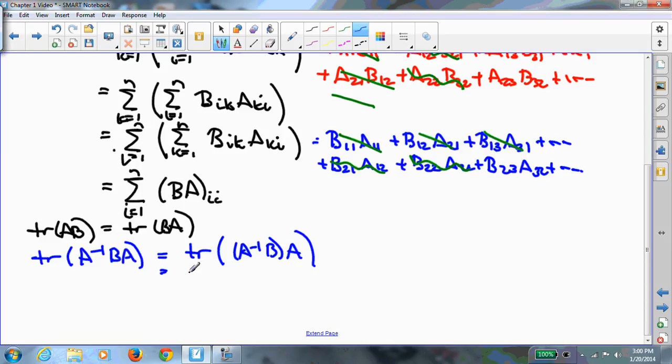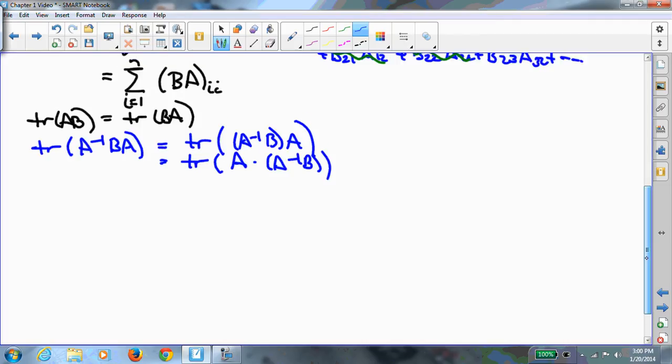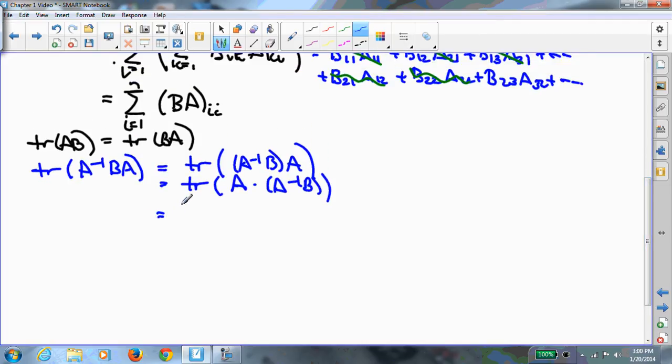So then using my property that I just proved, that would be the same as the trace of A times A inverse B. But then again, because multiplication of matrices is associative, this is the same as trace of A A inverse B. But A A inverse is equal to the identity matrix, so this is just trace of IB. And identity times B is B, so this is the trace of B. So in this one proof, I've shown a proof by components and a proof by properties.